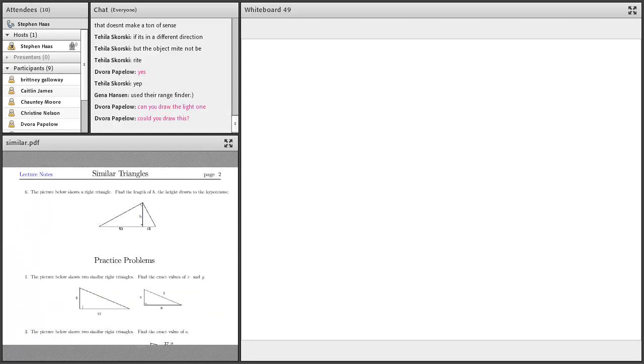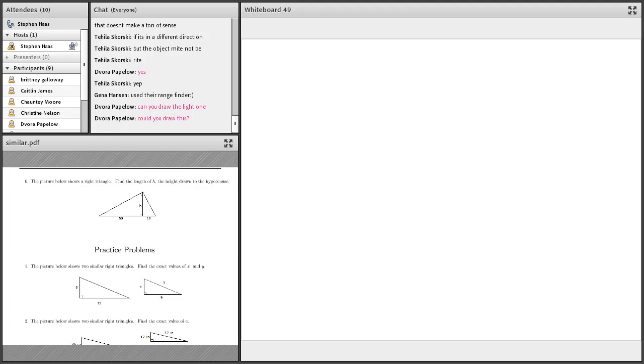Okay, number 6. The picture below shows a right triangle. Find the length of the height h drawn to the hypotenuse. Now, this was the mean proportional rule. If you recall, the length of the altitude from the hypotenuse is the mean proportion between the two sides that it breaks up. So in this case, it would be 18 is to h as h is to 50. That's what the mean proportional means.